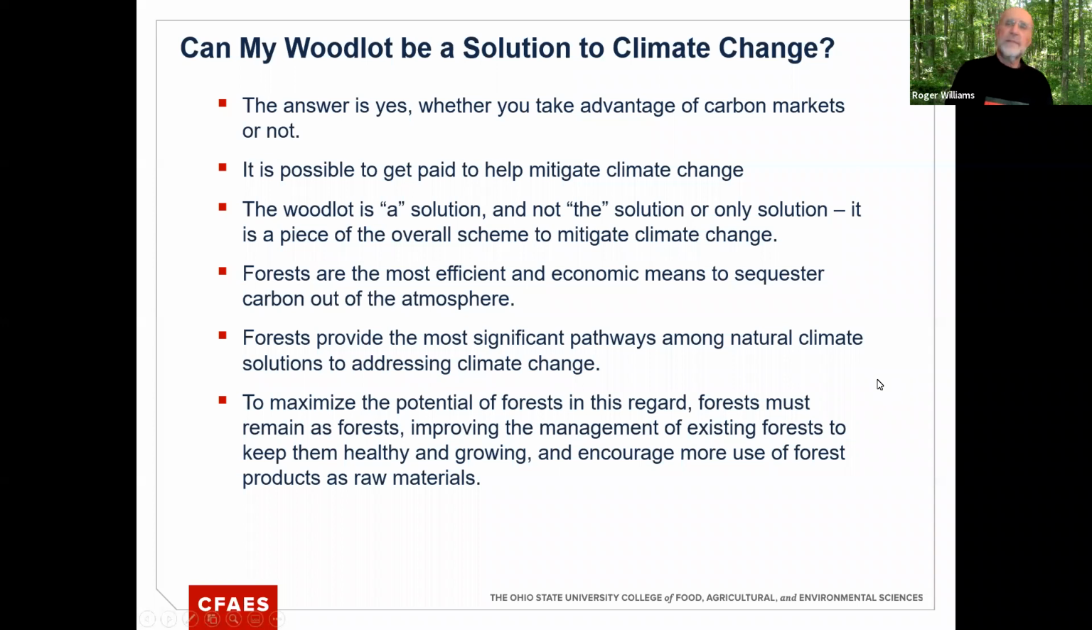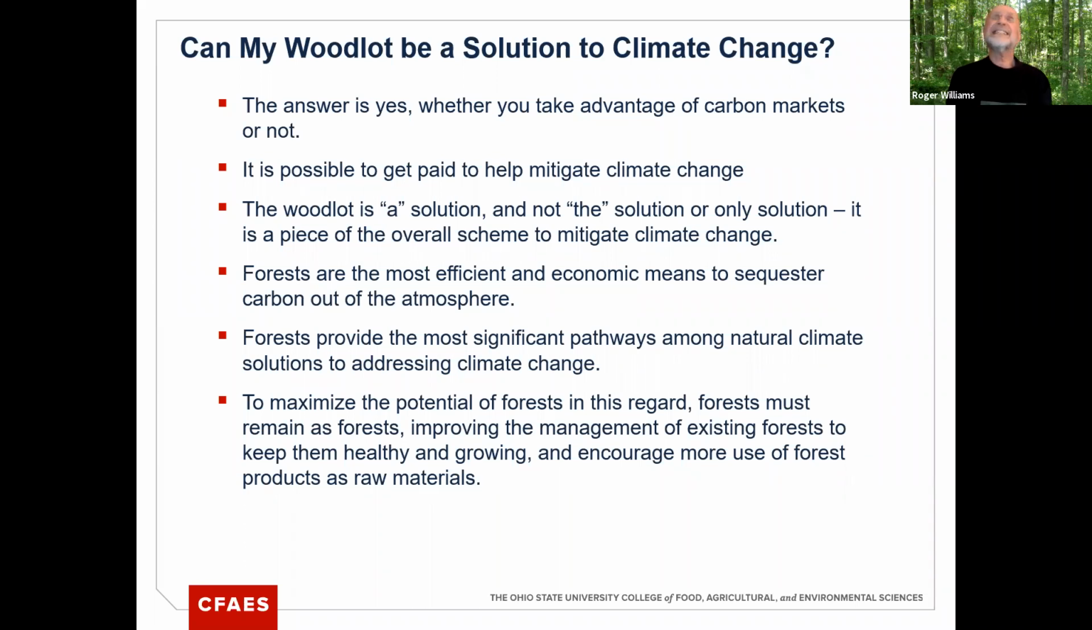So, can my woodlot be a solution to climate change? Which now we get back to the original question that we all started off with, right? Well, the answer is yes. And that certainly is true whether you take advantage of carbon markets or not. As I pointed out, your forest, your woodlot is absorbing carbon out of the atmosphere, all right? Now, and it is possible to get paid to help mitigate the climate change, right? That's one of the things that we've been talking about.